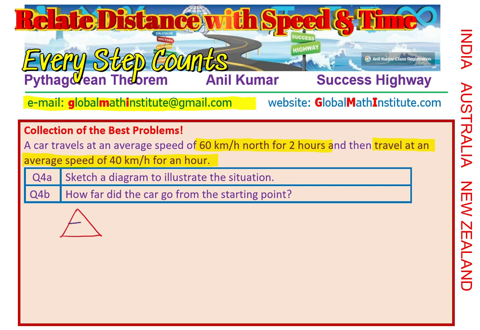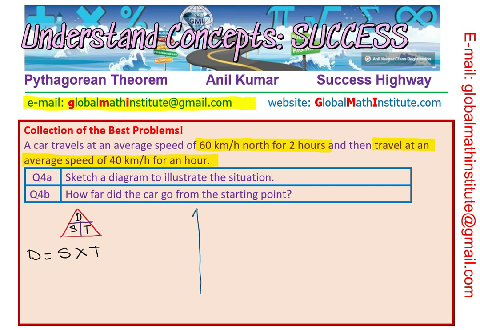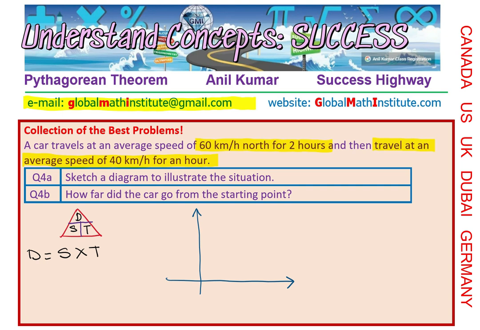Remember this particular triangle helps us. So let me rewrite: distance d is speed into time. As you know, distance is the product of speed and time. That's one part. Second is, let's make a diagram in this particular case. So let's say this is our north. It says a car traveled at an average of 60 kilometers per hour north for 2 hours. So 60 kilometers north. So the distance from O, let's say the car goes from O to, let me first sketch north and east as we did in the last example.